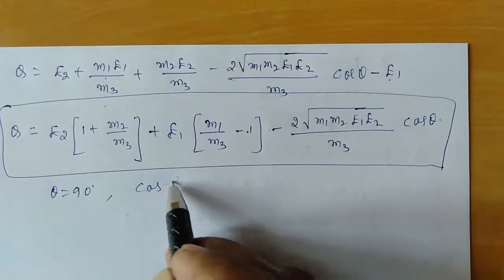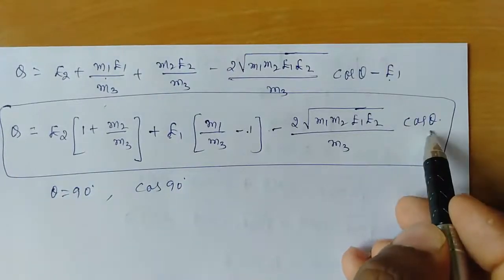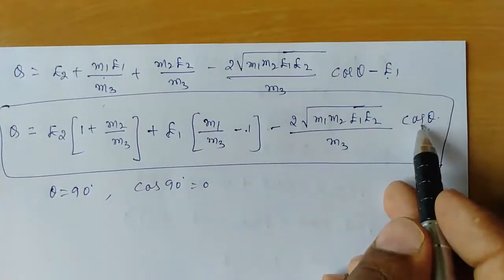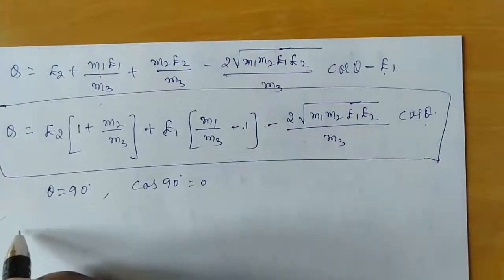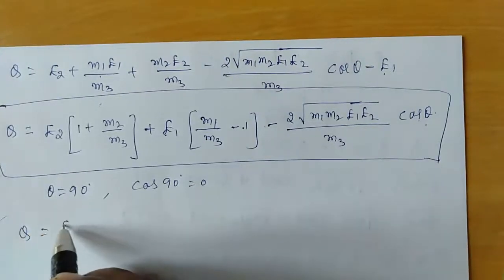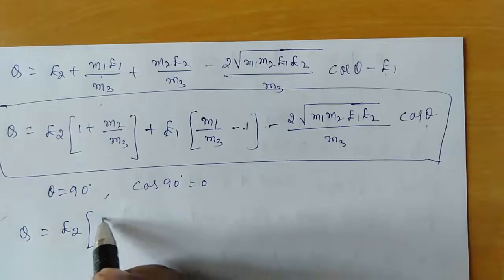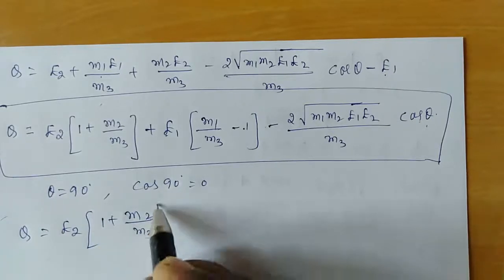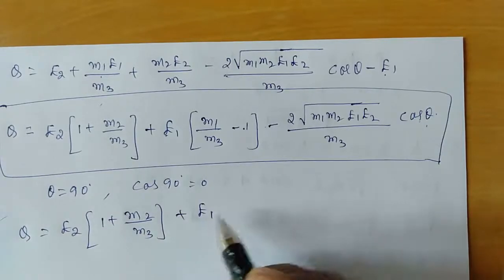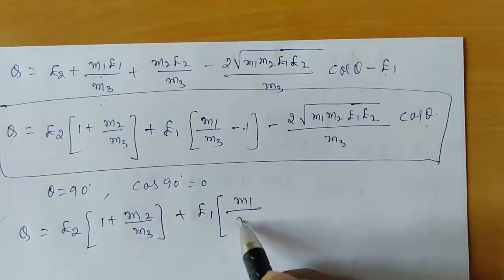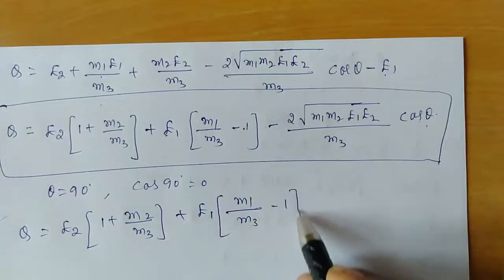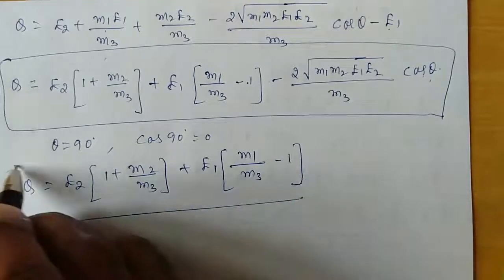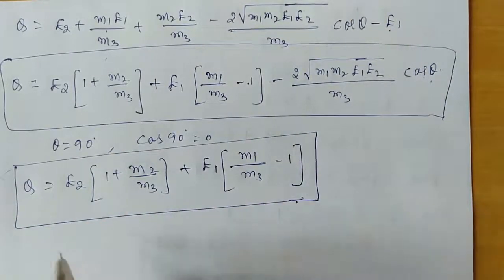So what happens to cos theta? Here we have cos of 90 degrees, which is equal to 0. If I substitute the value of cos 90 degrees here, this entire term will get cancelled out. The final equation for the Q value of the reaction will be E2 into 1 plus m2 by m3, plus E1 into m1 divided by m3 minus 1. This is our final equation for the Q value of any nuclear reaction.